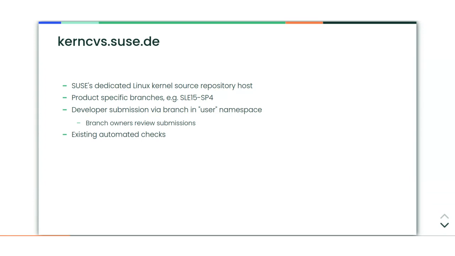So we have per product or per project branches generally, and then we have these user namespaces which are there for developers to submit changes. The product branches then have owners which handle merging those changes and reviewing changes that go in. And there are quite some automated checks already there, which are quite helpful.